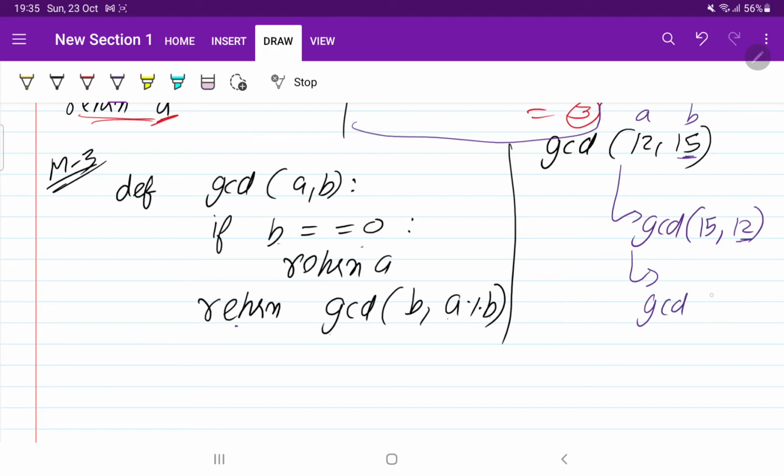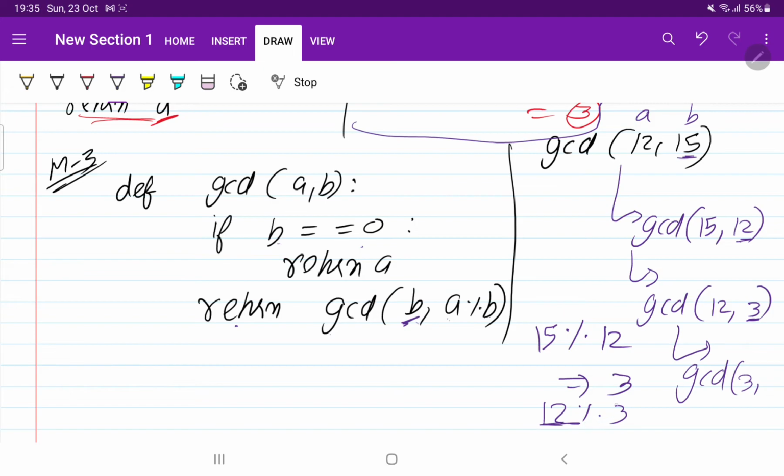Again, it will come to the GCD. It will say B comes here and it will be A percentage B. Means if you divide 15 by 12, what is the remainder that you are going to get? 3. So we are going to get 3 here. Again, it will check whether B is equal to 0. No, B is 3 now. So it will come again and we are going to get GCD of 12 and 3. This time we have to divide 12 by 3. If you divide 12 by 3, what is the remainder? 0. So finally, when we come inside again, B is equal to 0. Yes, it is equal to 0.